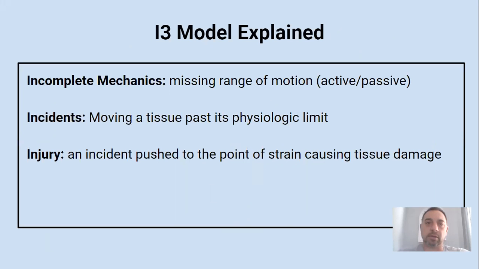So what does this really mean? Incomplete mechanics means you're missing range of motion. Right? It could be an active range of motion or a passive range of motion. We'll get more into that down the road. Incident is when you take a tissue and move it past its physiologic limit. When I say tissue, you're talking bone, tendon, ligament, muscle, any of the above. And injury is when you push it to its brink, and then you push it further past it, causing tissue damage.